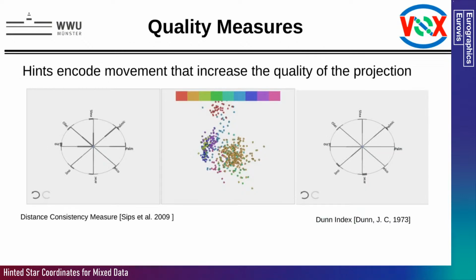Measures can be changed interactively for a more nuanced analysis. By allowing the user to select their quality measure, we allow flexibility in the analysis goal. You can observe here, in the analysis of olive oils, the hints given by 2 different quality measures, namely the distance consistency measure and the Dunn index. It is easy to observe that the 2 measures propose the movement of different axes.